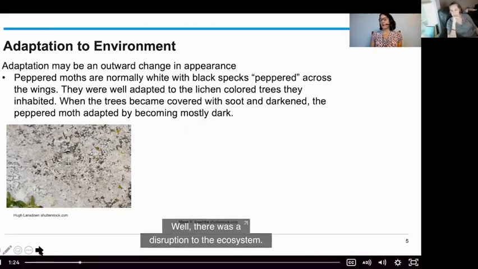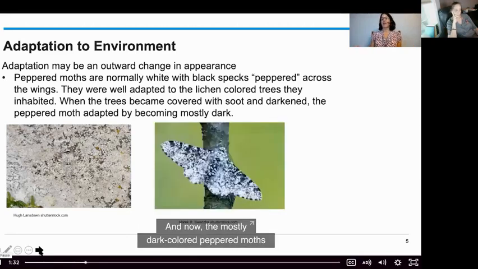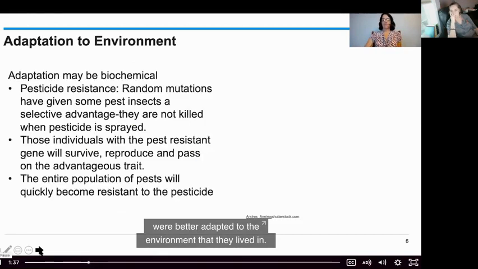There was a disruption to the ecosystem. We started burning coal that emitted soot and darkened the trees. And now the mostly dark colored peppered moths were better adapted to the environment that they lived in.